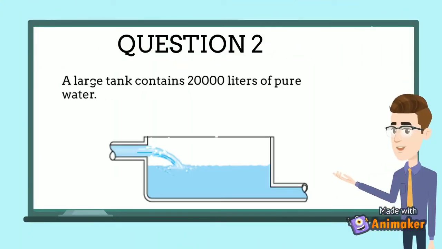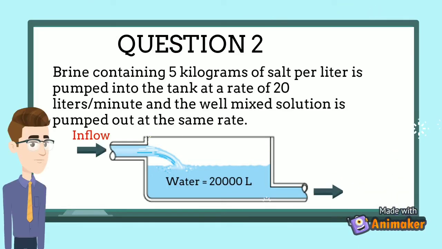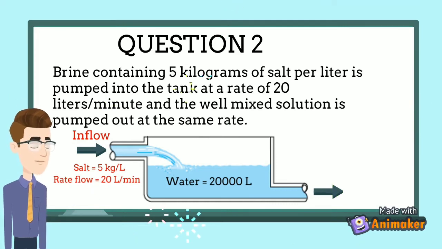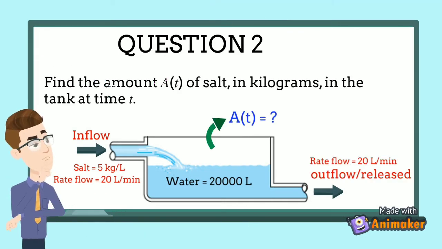Question 2. A large tank contains 20,000 liters of pure water. Brine containing 5 kg of salt per liter is pumped into the tank at a rate of 20 liters per minute, and the well-mixed solution is pumped out at the same rate. Find the amount A(t) of salt in kilograms in the tank at time t.